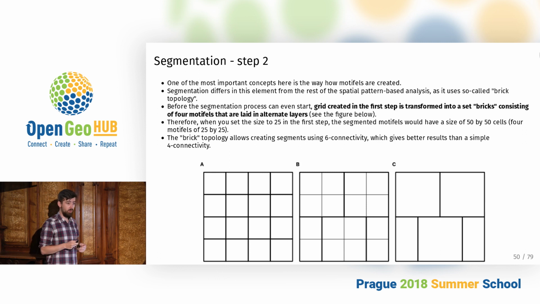And one of the creators of GeoPAT, Jarek Jasiewicz, found a way to solve this problem. So basically, what GeoPAT is doing, it's merging 4 multifiles together to create this representation. We call that a brick topology, because it looks like some kind of bricks. And this way, you can see that there is always a line neighborhood, not only a point neighborhood. And this approach improves results a lot.